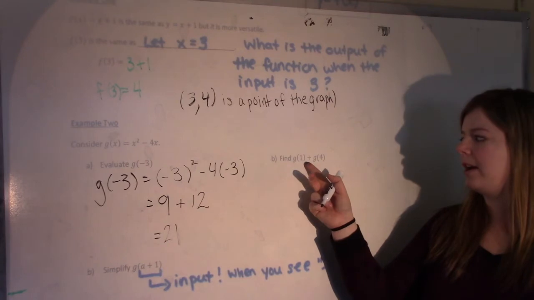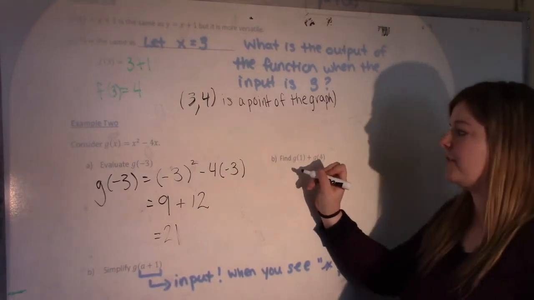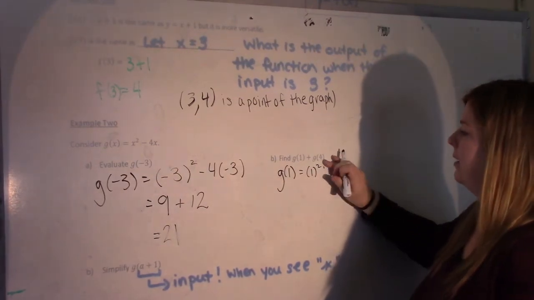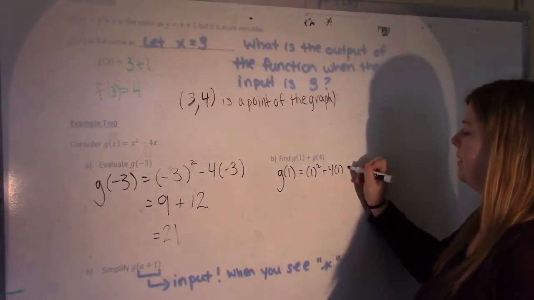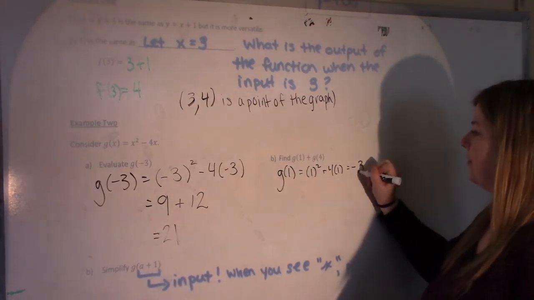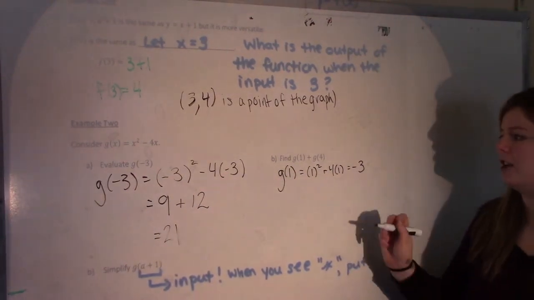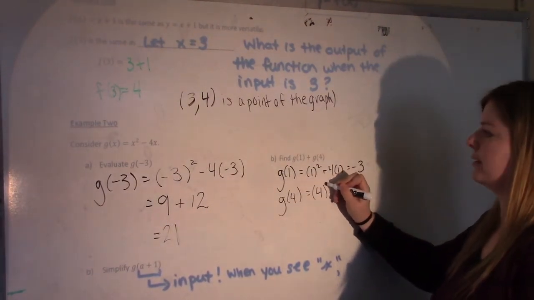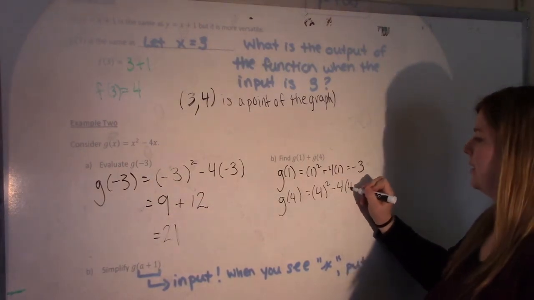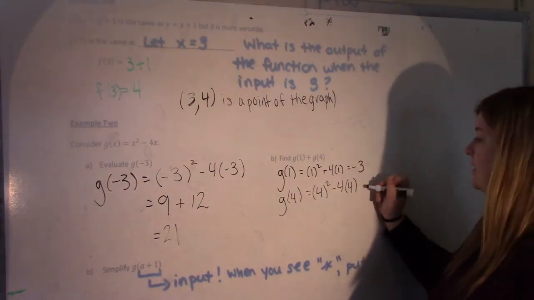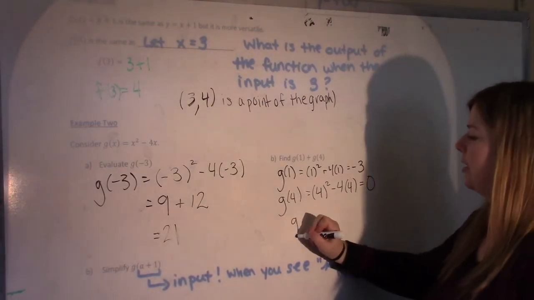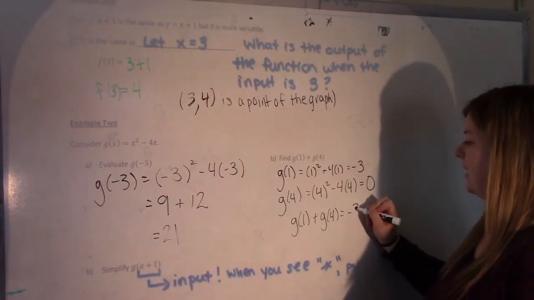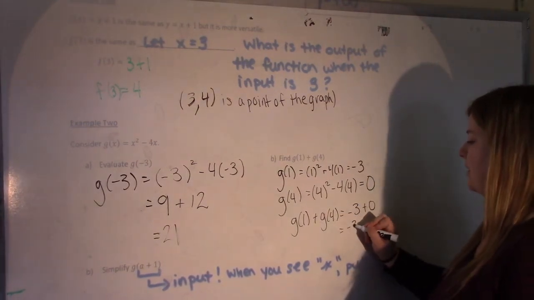Okay, what if you find g at 1 plus g at 4? Well, first let's just find g at 1. Which is just 1 squared minus 4 times 1. So 1 minus 4 is negative 3. And then we can find g at 4. So 4 squared minus 4 times 4. So that's 16 minus 16, which is 0. So then g at 1 plus g at 4 is just minus 3 plus 0, so minus 3.